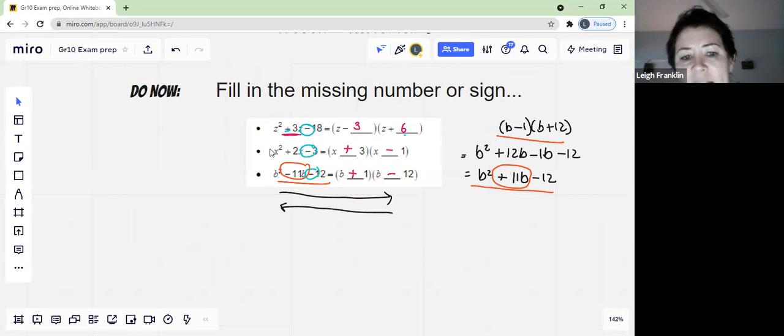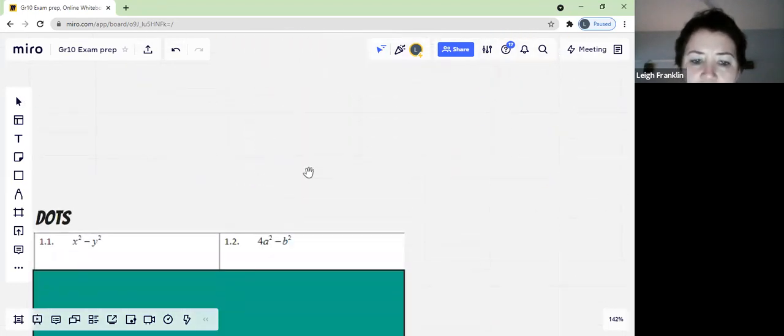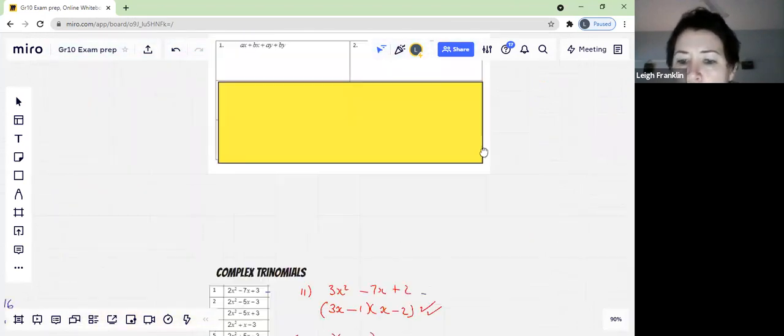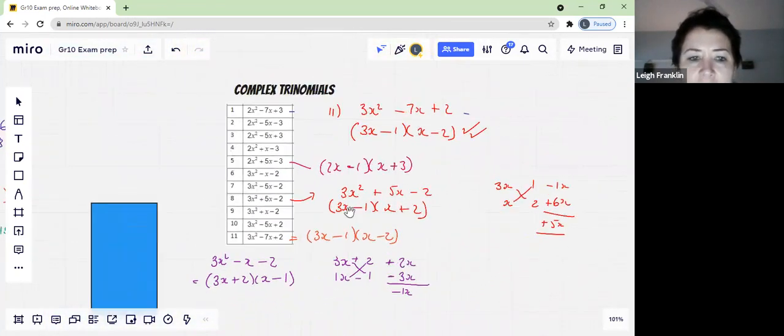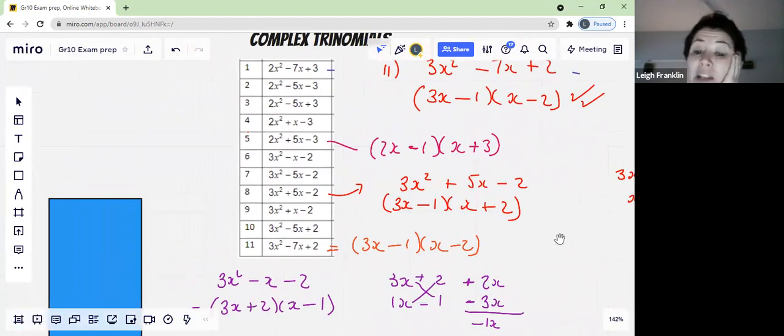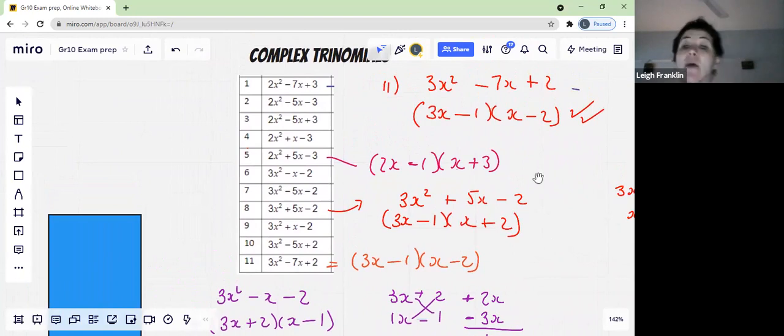Because it's 1z squared, 1x squared, 1b squared. But with these complex ones that we've been doing now, it's a little bit more difficult than that because we're not trying to create 1 in the front anymore. We're now trying to create another number like 2 or 3 or whatever the case is. So that's what makes it a bit harder to figure out, first of all, what factors you're using.